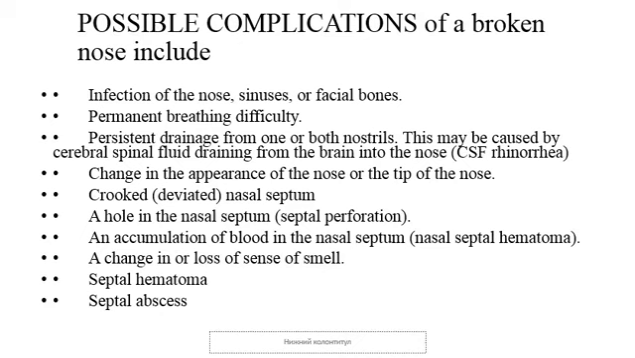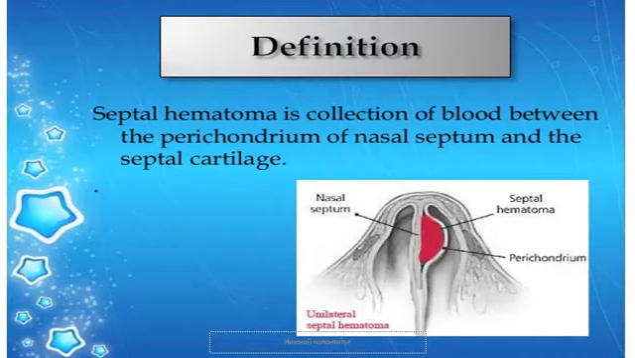Change in the appearance of the nose or the tip of the nose, a crooked or deviated nasal septum, a hole in the nasal septum, septal perforation, may occur. An accumulation of blood in the nasal septum, we call this the nasal septal hematoma, a change in or loss of the sense of smell, and septal hematoma and septal abscess can occur.